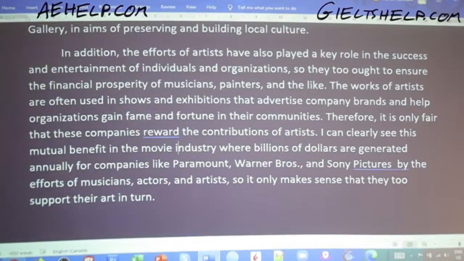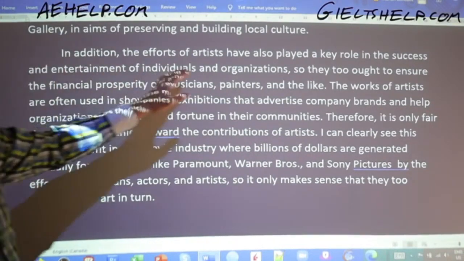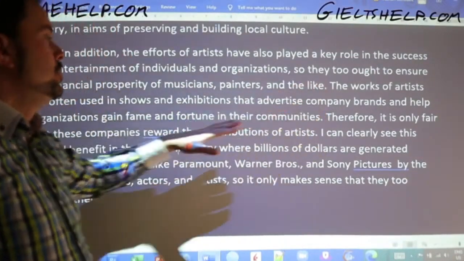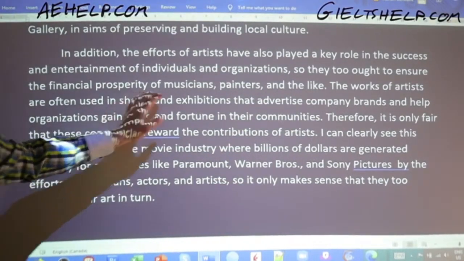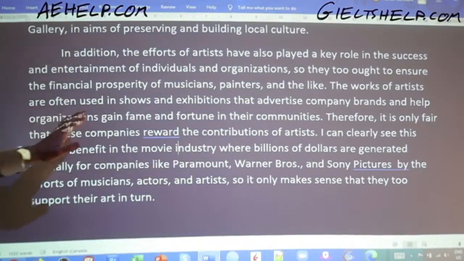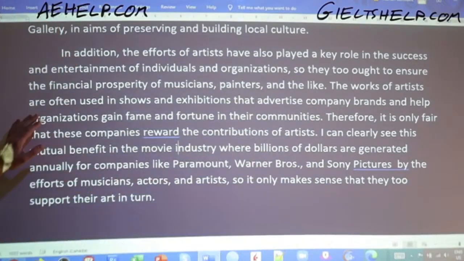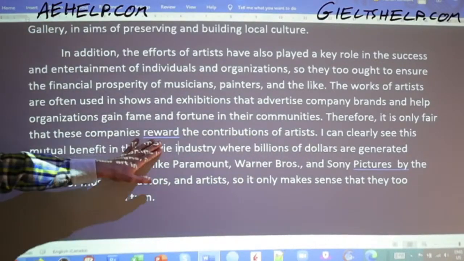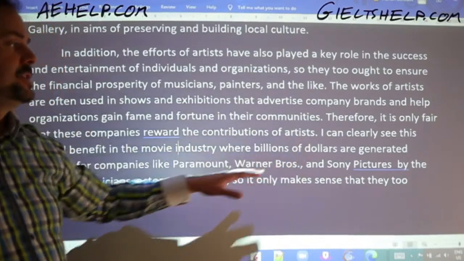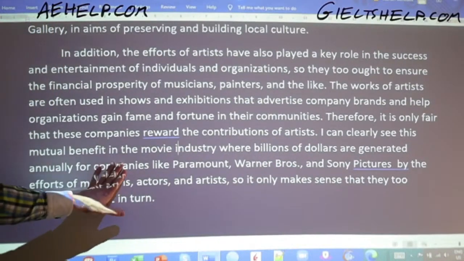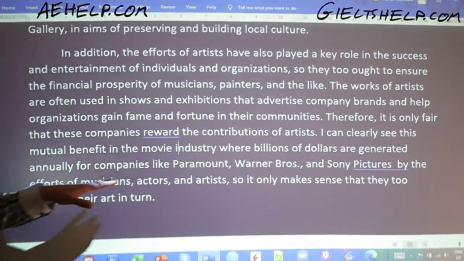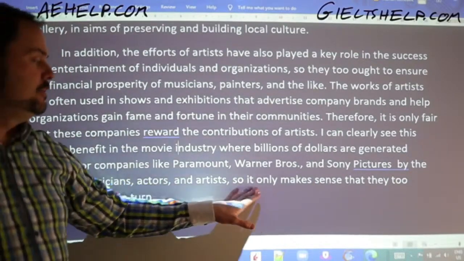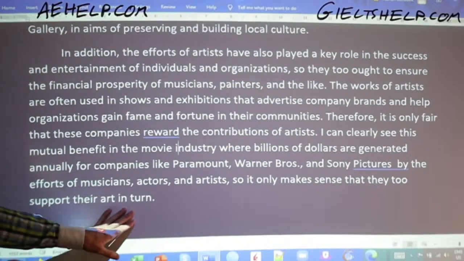So here's my paragraph. Now I want to review it. In addition, the efforts of artists have also played a key role in the success and entertainment of individuals and organizations. So they too ought to ensure the financial prosperity of musicians, painters, and the like. The works of artists are often used in shows and exhibitions that advertise company brands and help organizations gain fame and fortune in their communities. Therefore, it is only fair that these companies reward the contributions of artists. I can clearly see this mutual benefit in the movie industry, where billions of dollars are generated annually for companies like Paramount, Warner Brothers, and Sony Pictures, by the efforts of musicians, actors, and artists. So it only makes sense that they too support their art in turn.